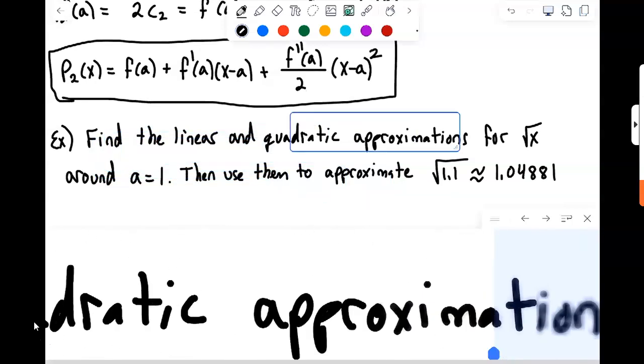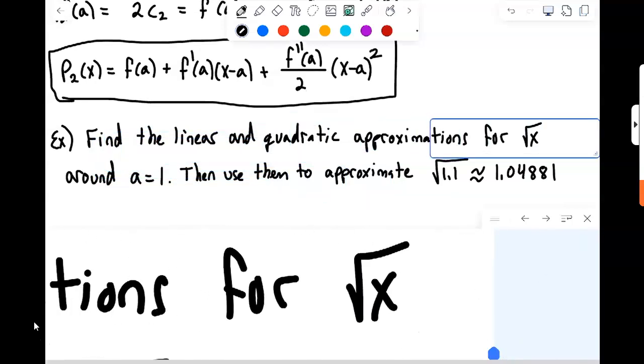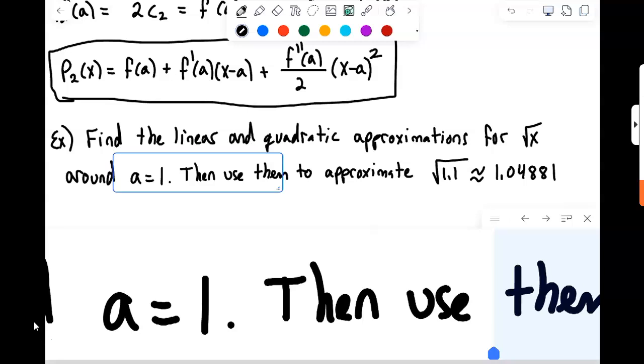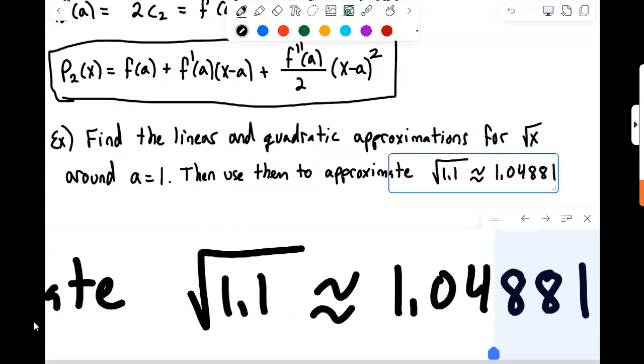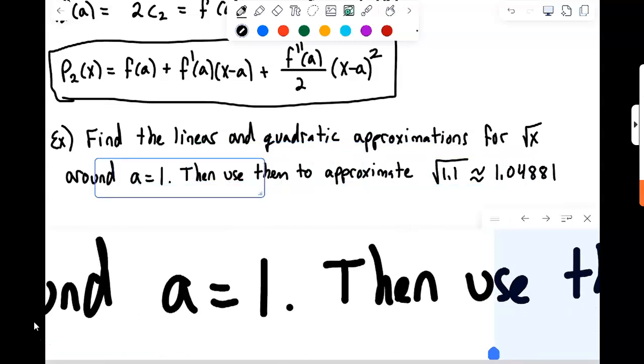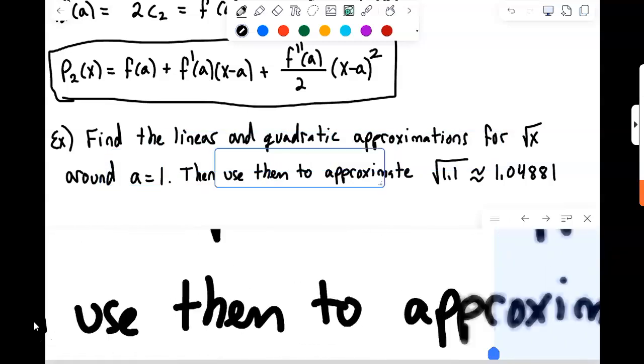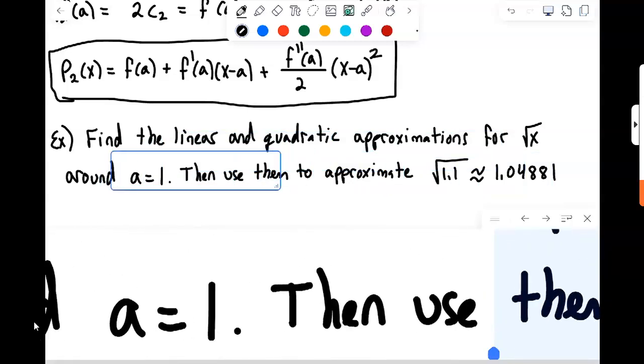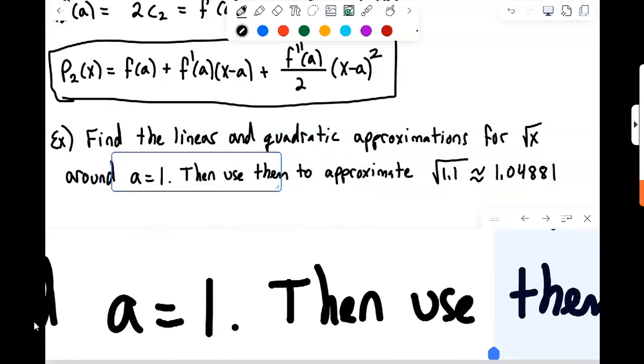So in this case, we're looking at the square root of x function. We're going to center this around the point a equals 1, right? Because we're looking to approximate the square root of 1.1. So I want a value that I can actually compute the square root for that's close to that. So that's why I'm using a center around a equals 1. That's kind of my target point.